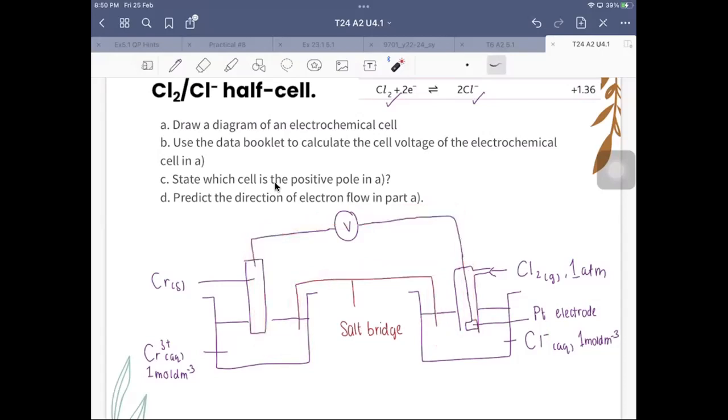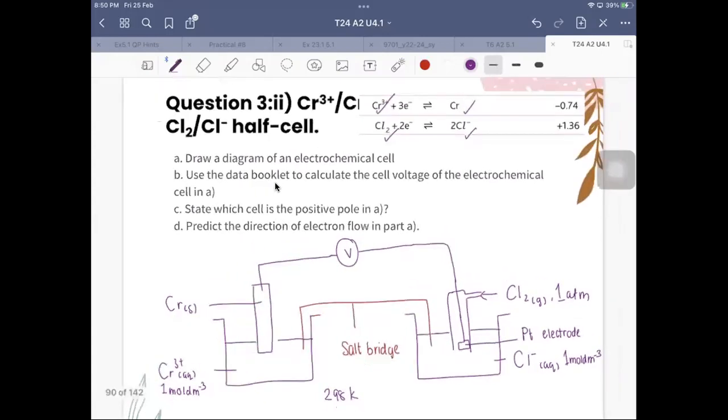Okay, another thing is room temperature 298 Kelvin because they are in standard condition. So that's how you draw an electrochemical cell or an electrochemical diagram, making sure that you go through each species in the half cell equation. Use the data booklet to calculate the cell voltage of the electrochemical cell. So basically, they want you to find what cell voltage is, E cell.